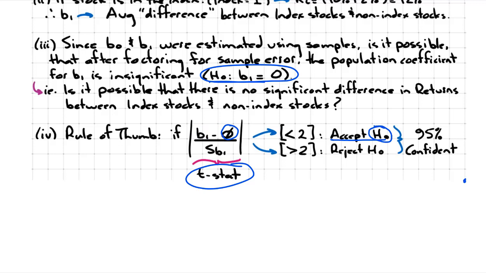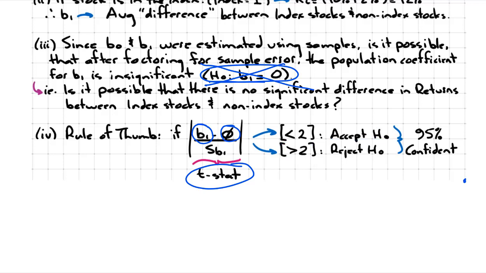On the other hand, if this coefficient is more than 2 standard errors away from 0, well, that's very far from 0. So therefore, we would reject the null and therefore accept the alternative, meaning that the beta 1 is significant. In other words, the true population beta 1, even after you account for errors, is still far different from 0. So when you reject the null, we accept the alternative that it is significant.